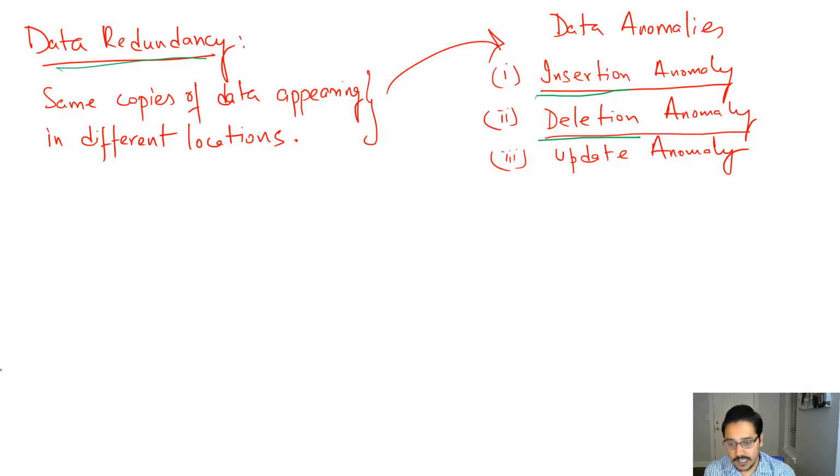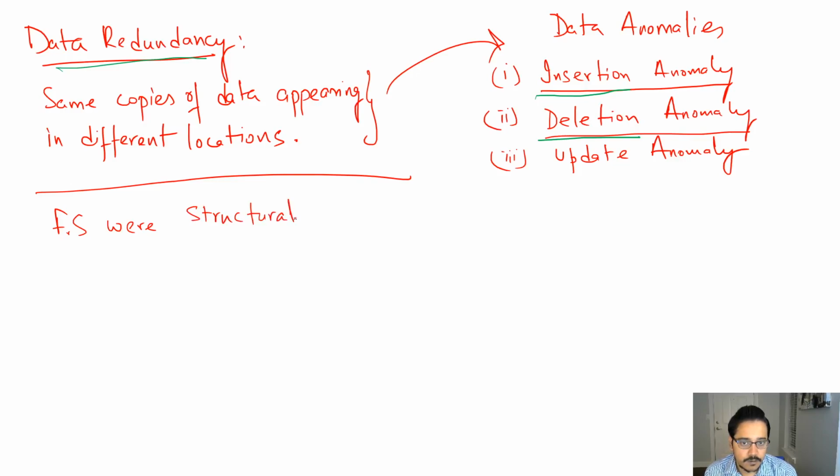So these are some of the examples, or some of the shortcomings, that were present in the file system. And there is actually a root cause behind all of this. The root cause is file systems were structural and data dependent. So this was a major cause.